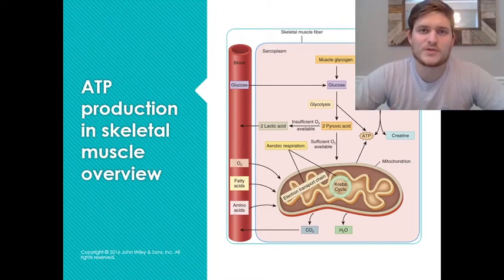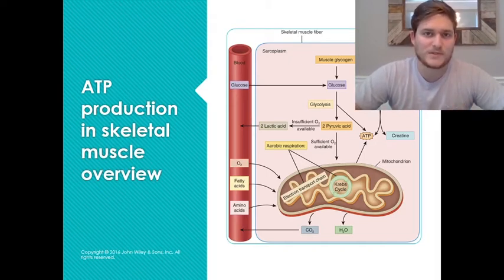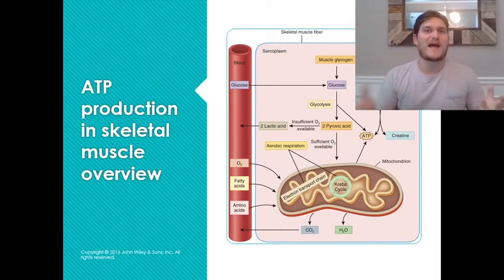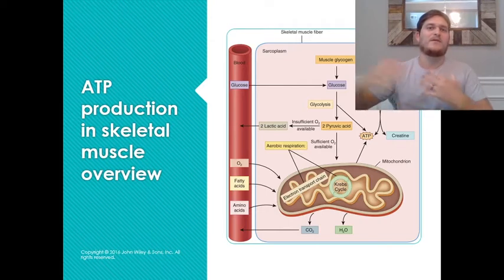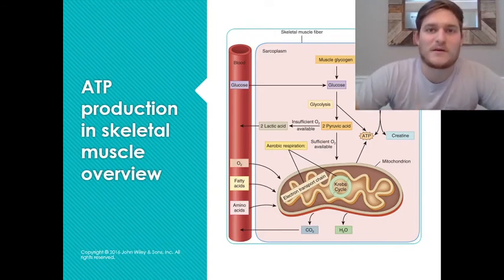The first way is just using our ATP stores. Whatever ATP is available within the skeletal muscle cell, within those first 2 to 3 seconds, we're going to have enough to produce contractions, but those stores run out really quickly. So we're going to need other molecules and other materials which are going to help us create ATP within our skeletal muscle cells.